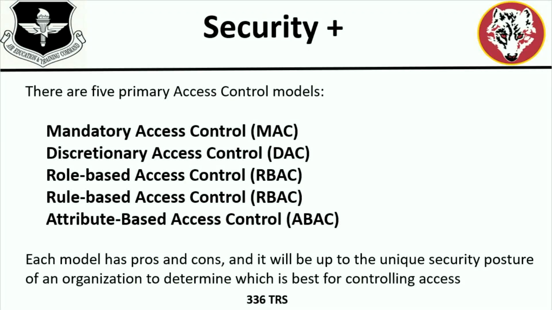In this video, we're going to be talking about 5 access control models. Models such as mandatory access control, discretionary access control, role-based, rule-based, and attribute-based access control. Now, each model has pros and cons, and it will be up to the unique security posture of an organization to determine which is best for controlling access.